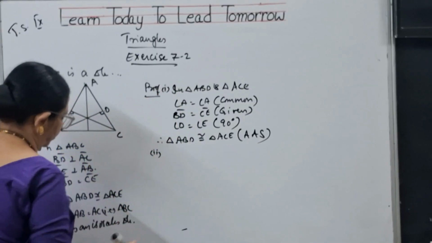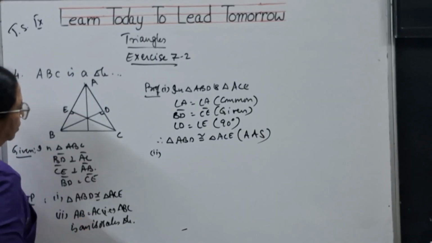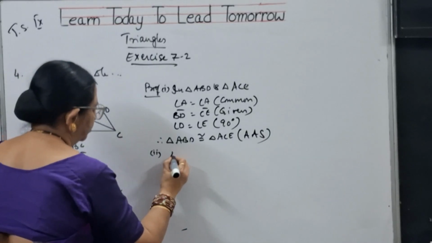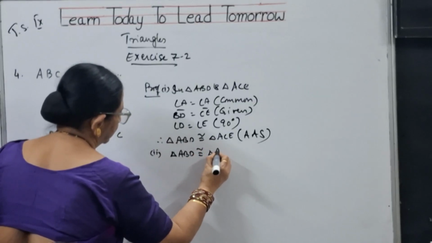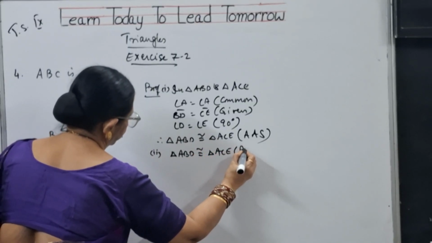Now second proof. They are asking AB is equal to AC. We have proved that triangle ABD is congruent to triangle ACE. It is proved just now.